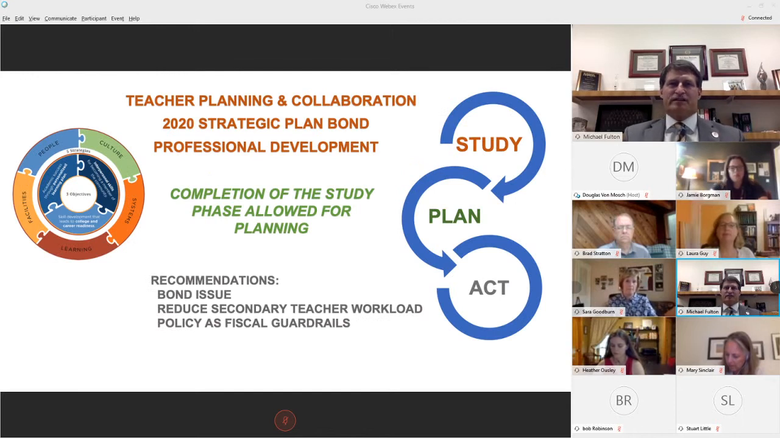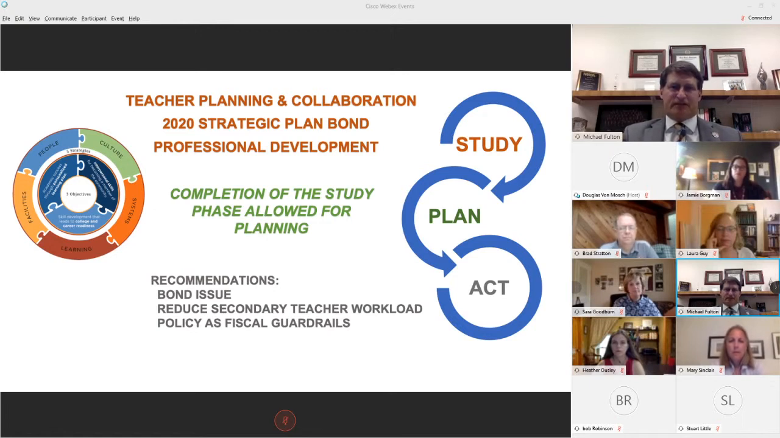Last fall in board meetings, we discussed the importance of taking time to study important issues and from that study process, develop a plan of action to achieve desired outcomes. As evidenced by the vast amount of documentation that's accompanied this report, there's been a great deal of thoughtful planning taking place this year. Tonight, we're going to address 3 specific action items. Teacher planning and collaboration time. The 3.22 study addresses that. The 2020 strategic planning bond issue, and professional development.